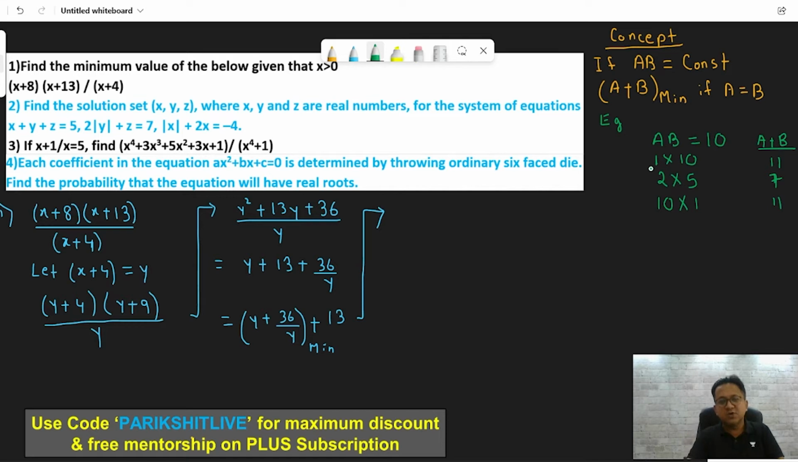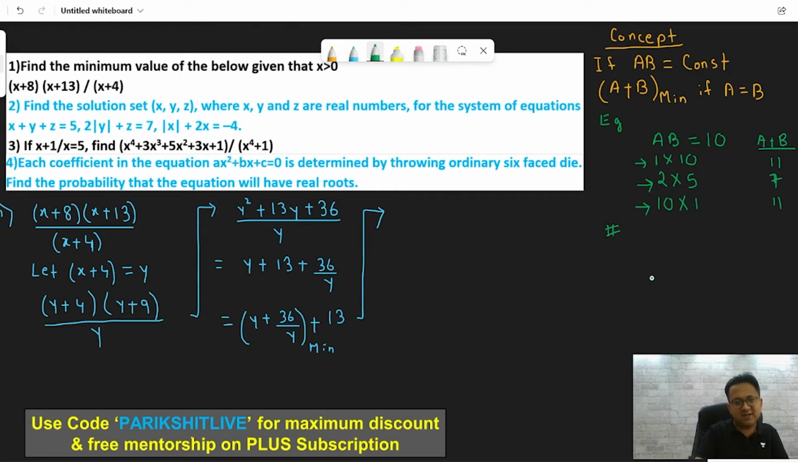So here A and B, 1 and 10, are very far apart. Here A and B, 10 and 1, are very far apart. 2 and 5 are not equal, but they're as close as possible. So the logic is, if the product of A and B is constant, A plus B will be minimum if they are equal or as close as possible. Now let's try to apply this logic in our case.